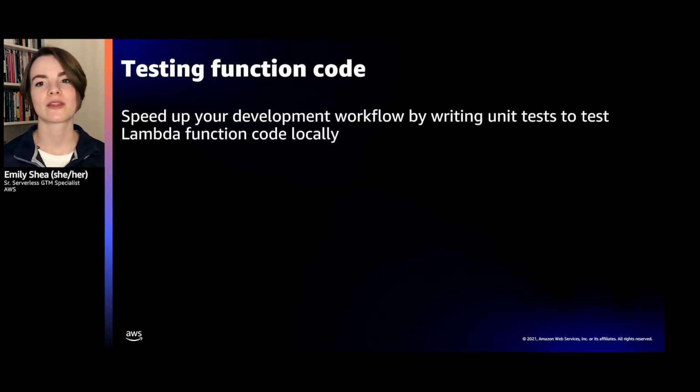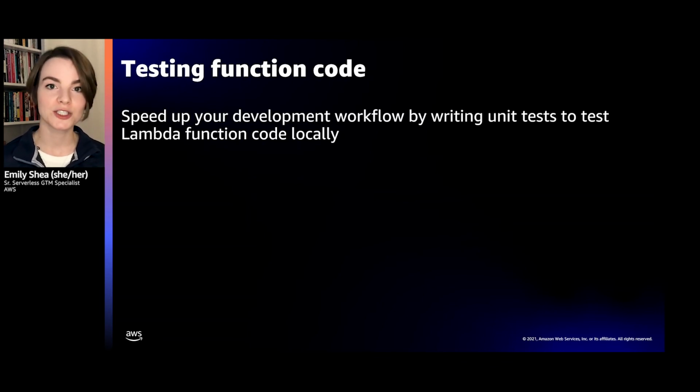Another thing that I've done with my function code that I feel like helps me build so much faster is unit testing my function code. Prior to this, what I would do to test that function code is write up some function code, deploy it through my automated pipeline, and then go check it out in the console. There's a little test button within the Lambda function console that you can use to test and see what that function returns.